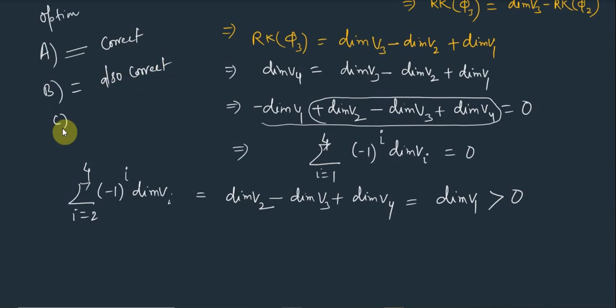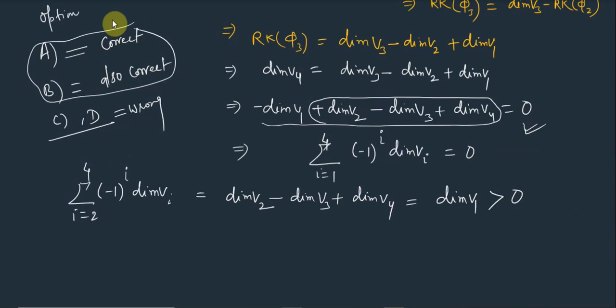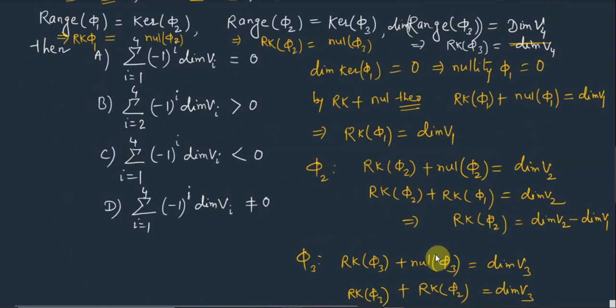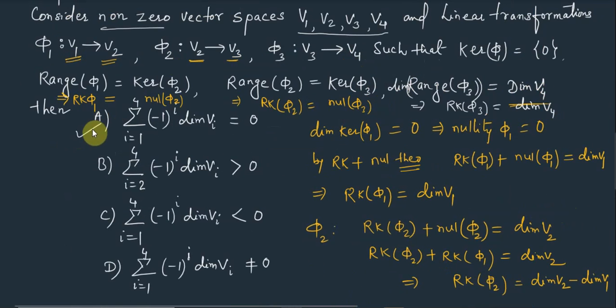Now option C and option D: since options A and B hold the correct relation, C and D are wrong. So the correct options here are only A and B. So guys, it is a simple question. If you deal with it positively, you can do it very easily. Thank you very much.